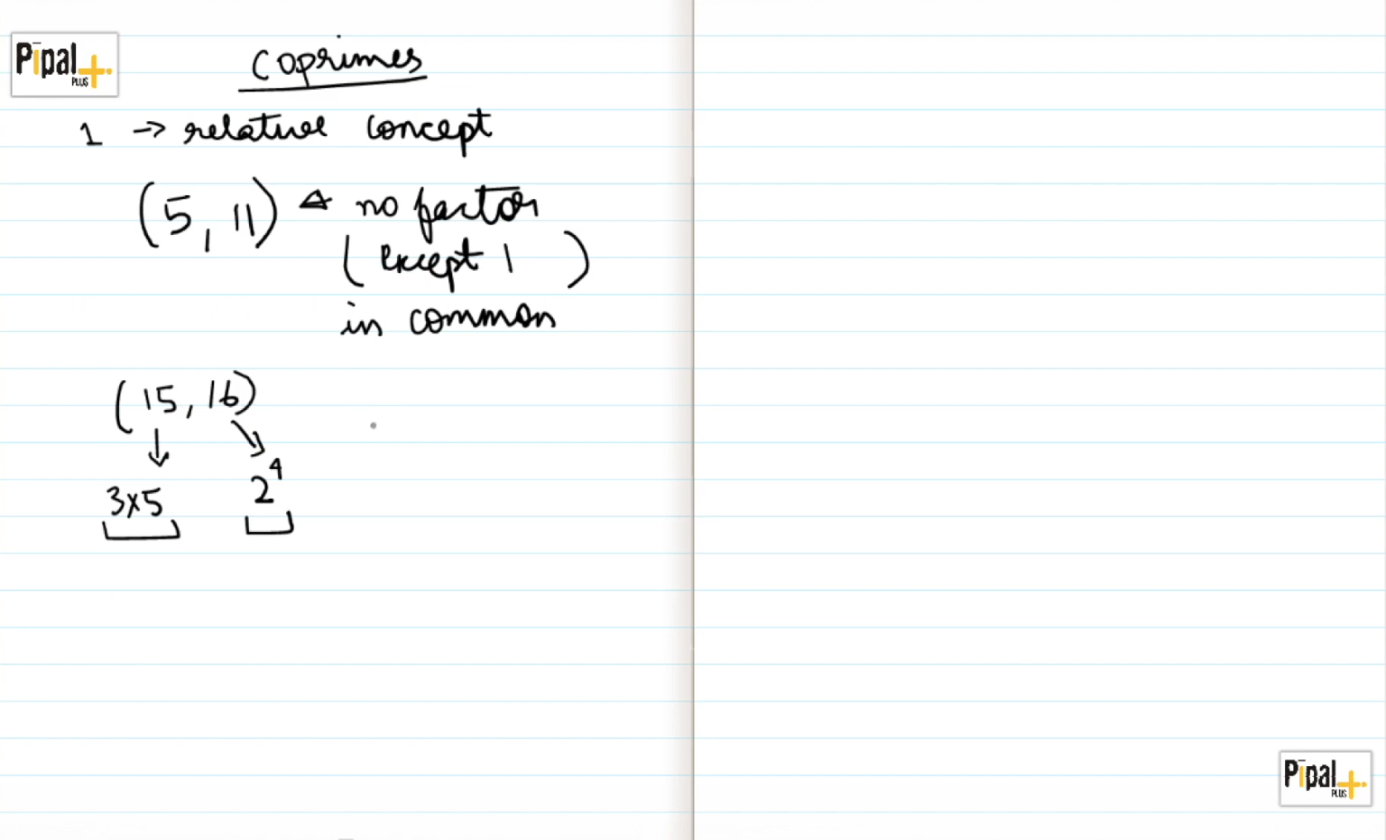Another way of saying the same thing is that if the HCF of two numbers is 1, then they will be coprimes, right? So it's the same thing being said in another language in terms of HCF. If two numbers have their highest common factor as 1, then they are going to be called coprimes.